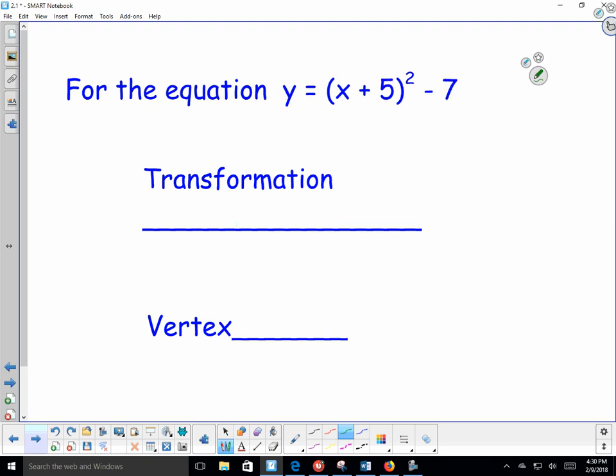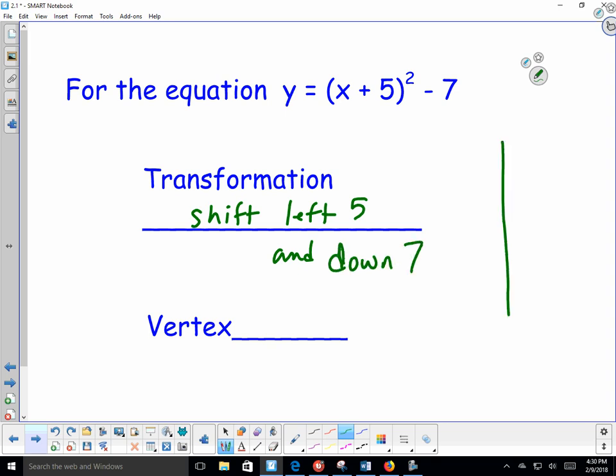Let's take a look at another example. What about this one? The transformations here, I'm hoping you're going to tell me that it's a shift left 5 and down 7. So again, where's the vertex going to be? If my parent function f(x) equaling x squared was looking like this, and I want to shift to the left 5 and down 7, well, my vertex is no longer at (0, 0). It's going to the left 5 and down 7. So that vertex is going to be at (-5, -7).